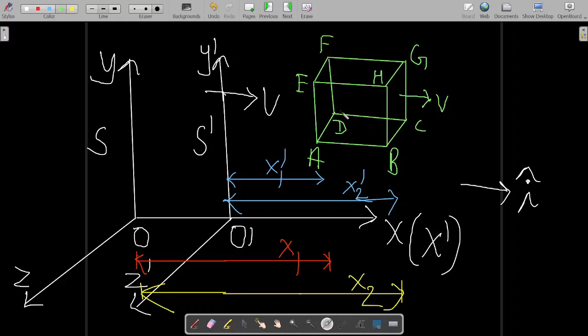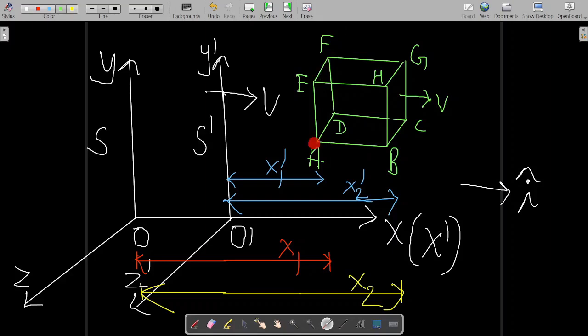So these are the things. Then what do we have next? AD will not contract because it is perpendicular to the direction of motion. BC will not contract because it is perpendicular to the direction of motion. HG will not contract because it is perpendicular to the direction of motion. EF will not contract because it is perpendicular to the direction of motion.